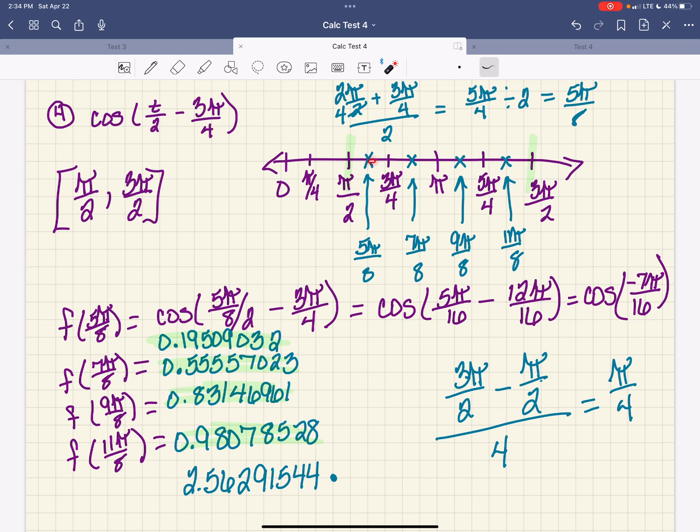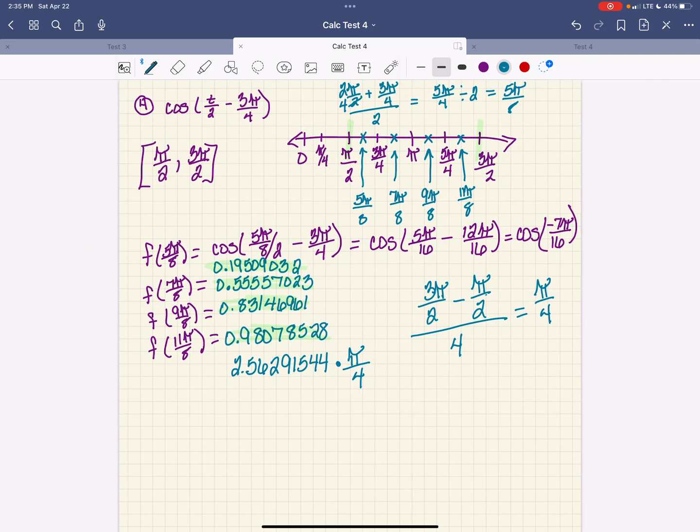Okay, so this is my subinterval, this is my subinterval, and so it's that distance. So each one of these is pi over 4. Okay, so then I have to multiply this by pi over 4. And when I do that, my final answer to this is 2.0129. Okay.